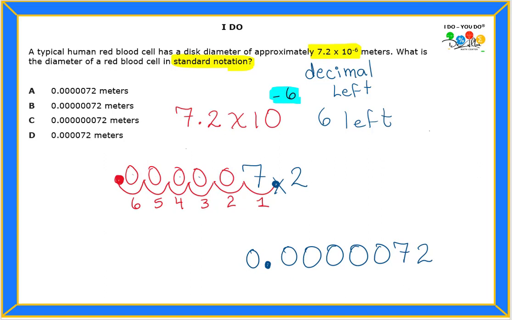And that's my answer. So let's look at the answer choices and tell me which one matches my answer. Yeah, be careful with the zeros, right? Make sure that you're counting correctly. And yeah, the answer should be letter A for us. Very good.